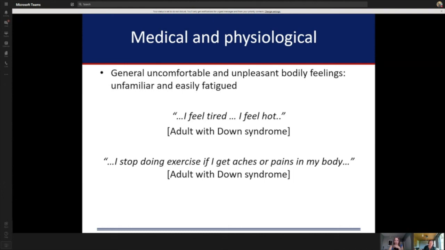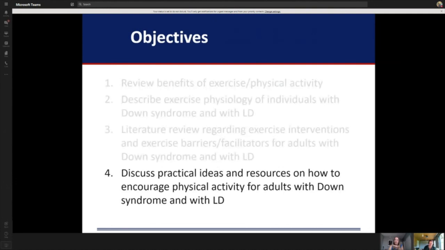So I think discussing those barriers and facilitators already sets the stage for the practical ideas and the resources. So I hope, I can't see the Q&A when I'm presenting like this, so I hope there was a lot of sharing of ideas, especially during the pandemic right now.